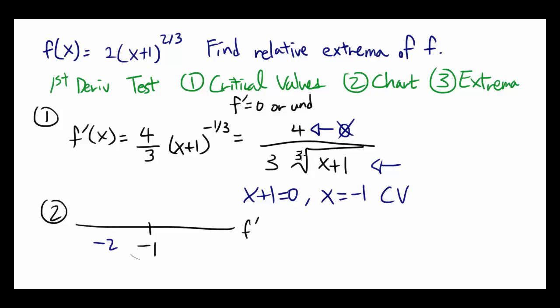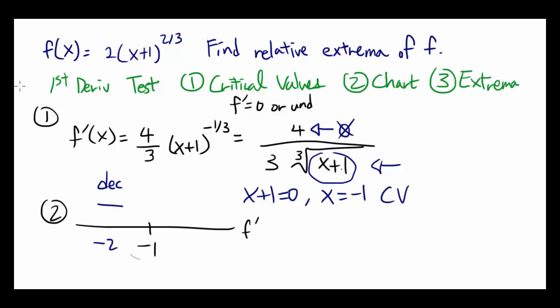4 over 3 times the cube root of negative 2 plus 1. Negative 2 plus 1 is going to be negative, so the bottom is going to be negative. The top is positive 4. So positive divided by negative is going to give you negative. So because f prime is negative, f is decreasing to the left of negative 1.